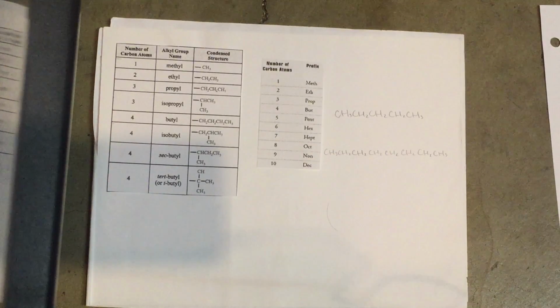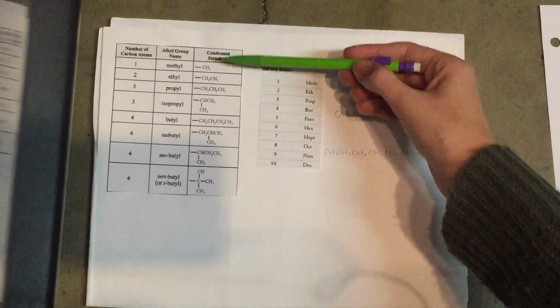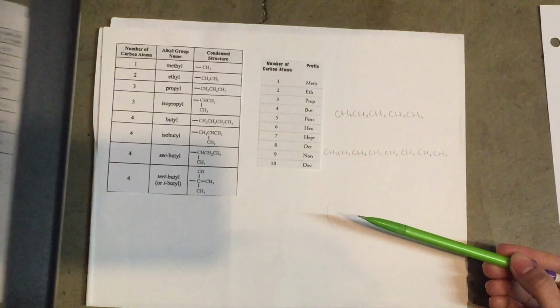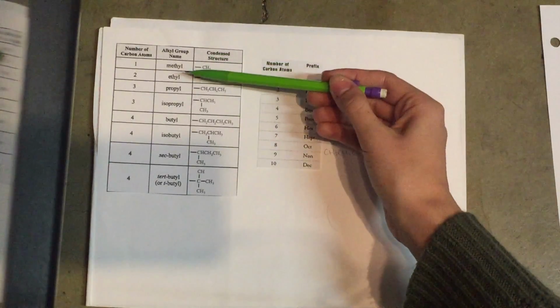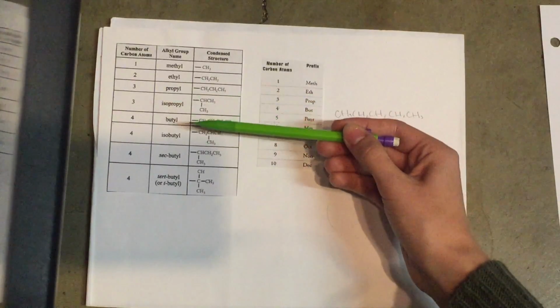Now, if you have any substituents, this changes the name slightly. You'll still have the same prefix and it still ends in ane, but you have another word in front of it that also identifies how many carbons are in any of the substituents. So here we have another chart, different substituents and how many carbons are in each substituent. The ones we are mostly concerned with are methyl, ethyl, propyl, isopropyl, and butyl.